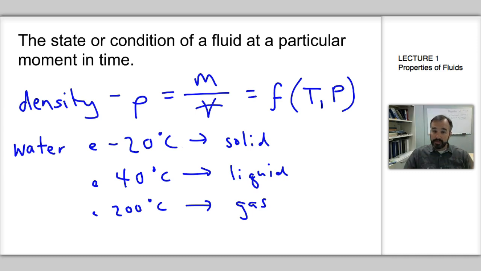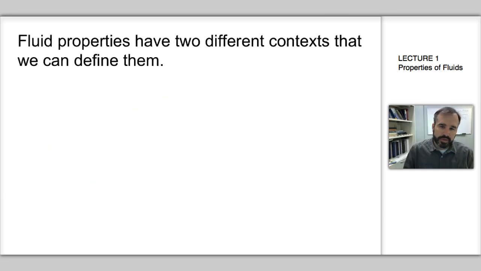So it doesn't have to be a linear relationship, but there is a relationship between the fluid density and the temperature here. Okay? Finally, before we get into the specific different types of fluid properties, density being one that we'll talk about in much greater detail in the next video, we want to talk about the two different types of properties and the contexts in which we define them.